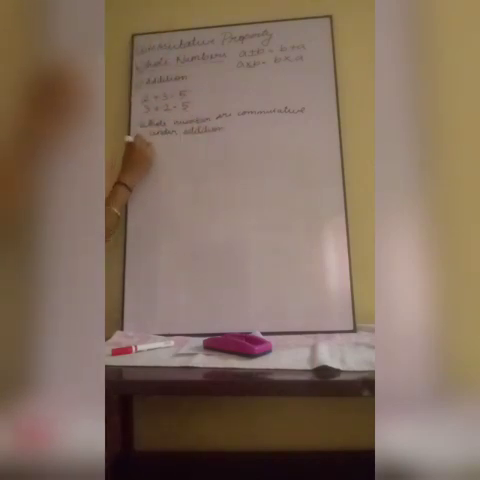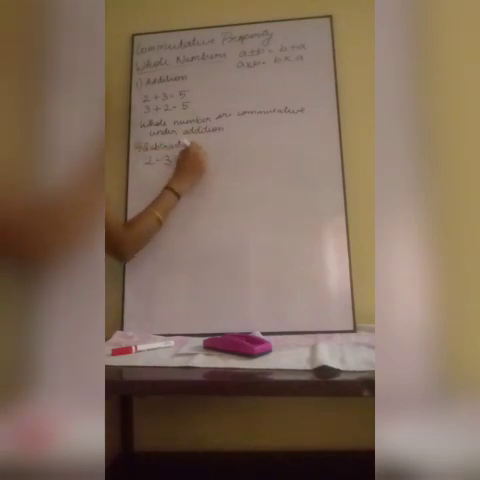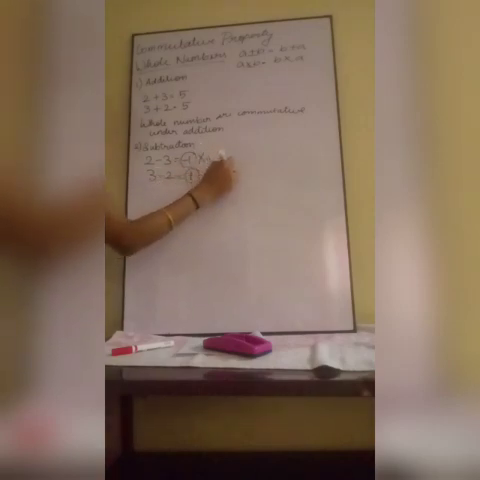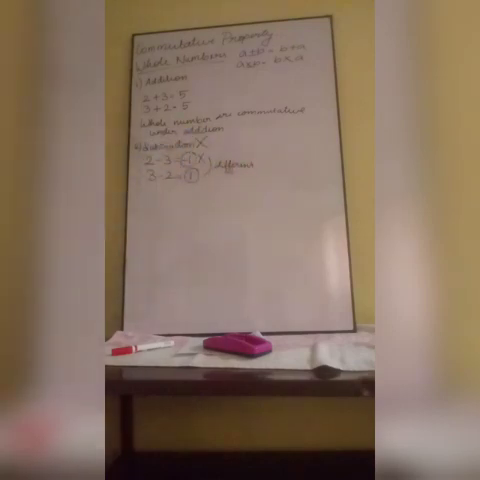Next is subtraction. We are going to subtract two whole numbers. See this, 2 minus 3. What is the answer? Minus 1, which is not a whole number. 3 minus 2 is 1. Both are different. So it is not commutative under subtraction. It is commutative under addition, but it is not commutative under subtraction.